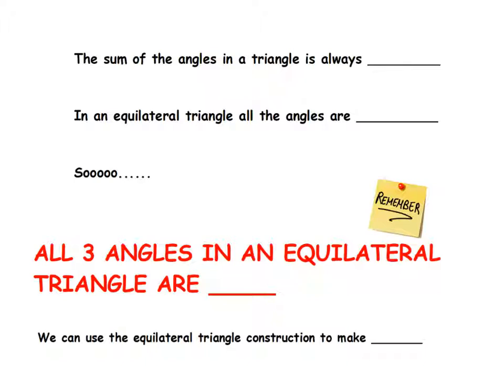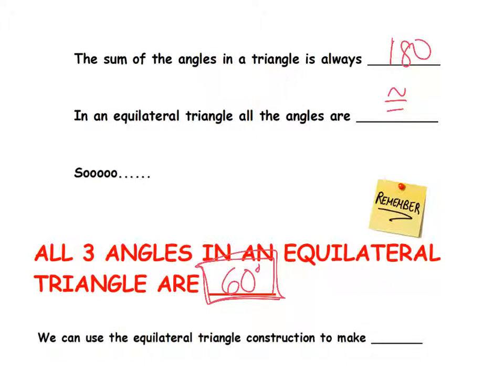Now let's tie some things together. We've talked about the sum of the angles in a triangle. What do they always add up to? All the angles in any triangle add up to 180. In an equilateral triangle, we just said all the angles are congruent. So that leads us to determine that if all three angles in an equilateral triangle are the same and they have to add up to 180, then they are all 60 degrees.